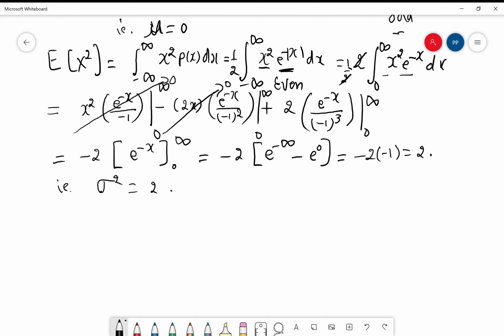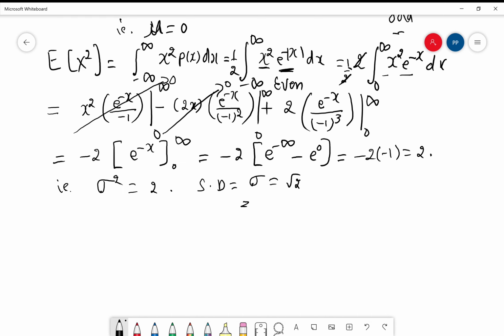What about standard deviation? Standard deviation is nothing but the square root of the variance, that is sigma, which equals root 2. Okay, just by evaluating these three integrals, we are getting all the required things: k, mean, and the standard deviation. Now, it is a continuous function or non-splitting function. If you give a splitting function, then you have to evaluate more integrals. That we'll see in the next problem.